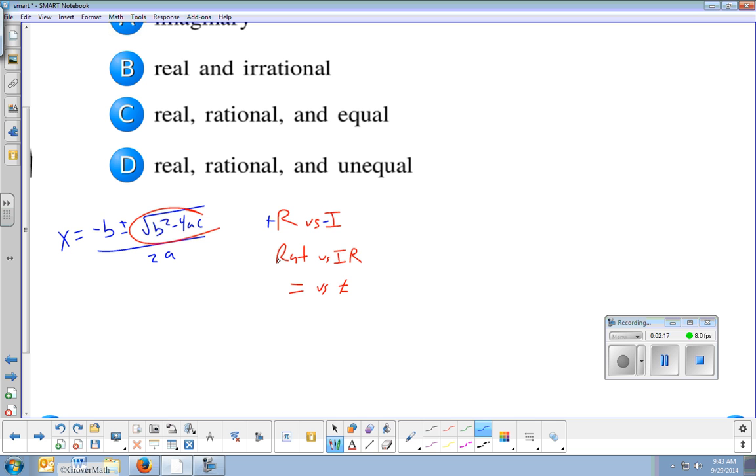Rational versus irrational depends on whether or not it's a square. If you see 4, 9, 16, 25, 36, the square numbers, the square root of that gives us a rational number. The square root of a square is rational. But if it's not, like 5, 7, 13, 22, those are considered irrational.